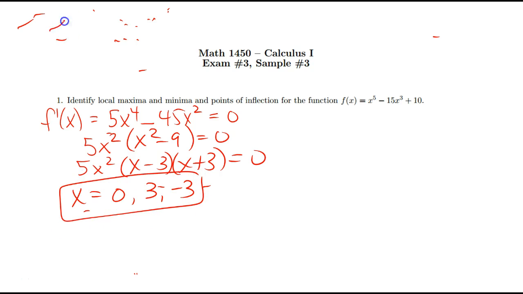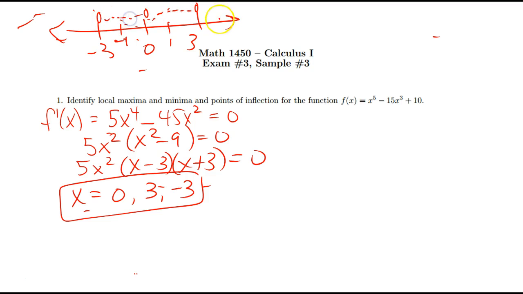Okay? I want to check what's going on at those. So I'm going to see what the first derivative is doing, not at these points, right? These are our zeros. Alright, if I test 1 and I test negative 1, guess what? I'm getting the same answer because these things are squared. So these are all negatives. If I come out here and test 4, I get positives, and down here I get positives.